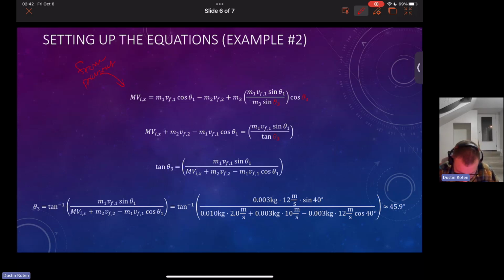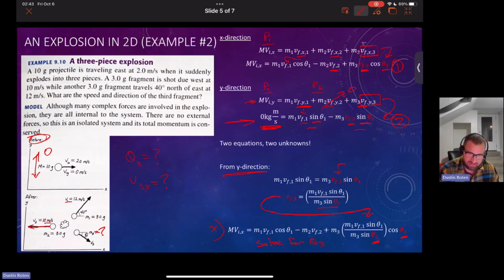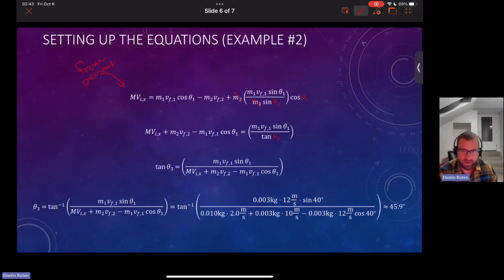So you'll notice I've canceled out the third mass. It's an unknown mass. In the problem, you notice that they didn't actually say what this third mass was, but it turns out in the equation it cancels out anyway, so we don't even need it.